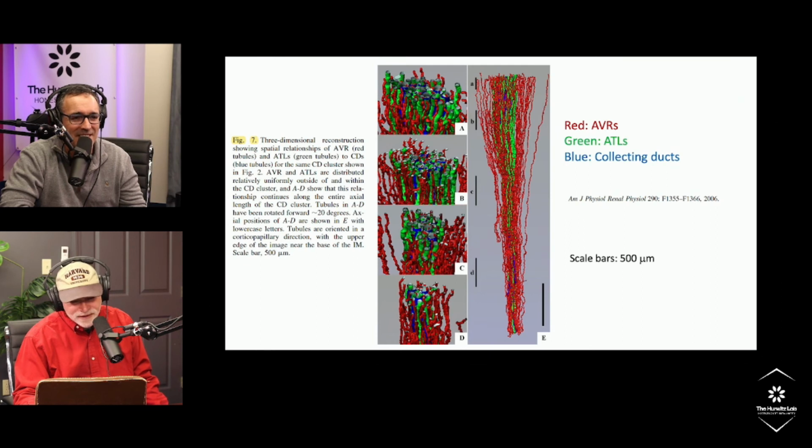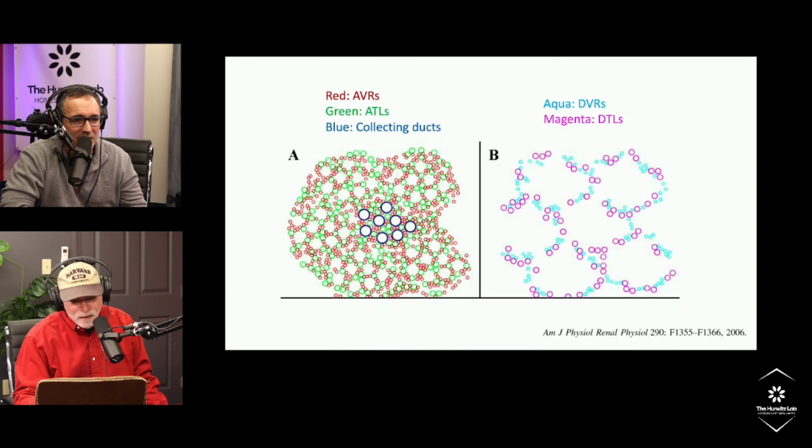So here, now all of a sudden, you've added the ascending vasa-recta, right? Yep, and the ascending thick limb. And so they definitely go all the way down. The ascending vasa-recta is going down to the bottom. This is just showing you these bundles, the intimate association. Now, here's the transverse section, so here's the answer to the question.